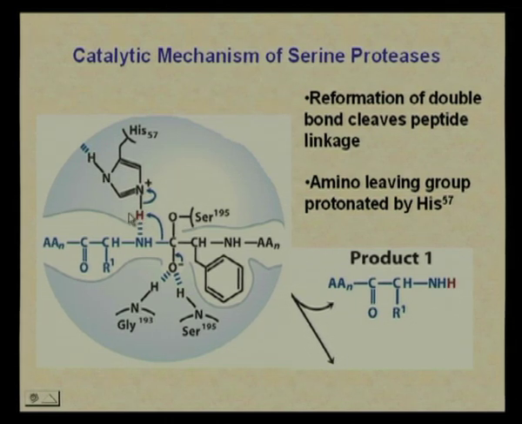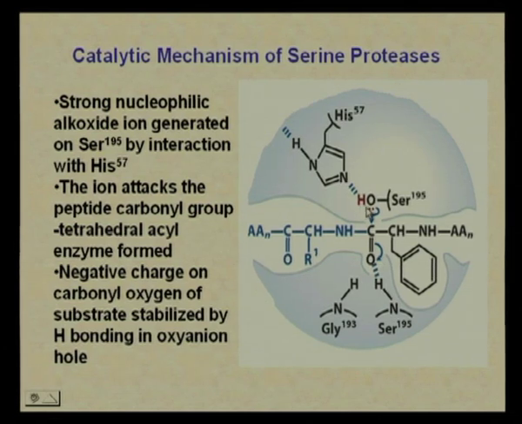The H that is marked in red here originally belonged to serine, right? If we go back to the previous step, this is the OH that originally belonged to serine. What has happened? Histidine has taken up this H. In the event, this alkoxide ion that has been generated attacks the carbonyl, which becomes O minus. The O minus is stabilized by the NH groups of glycine 193 and serine 195.